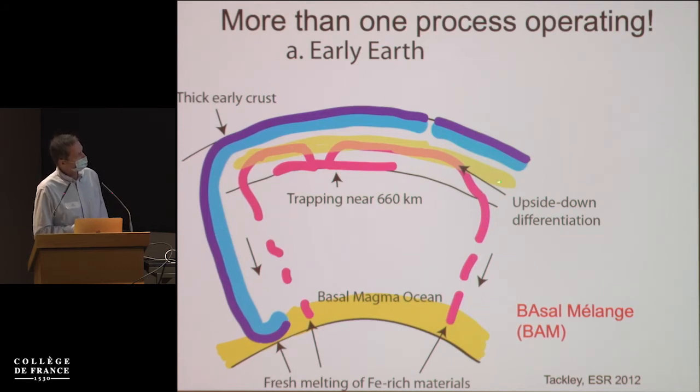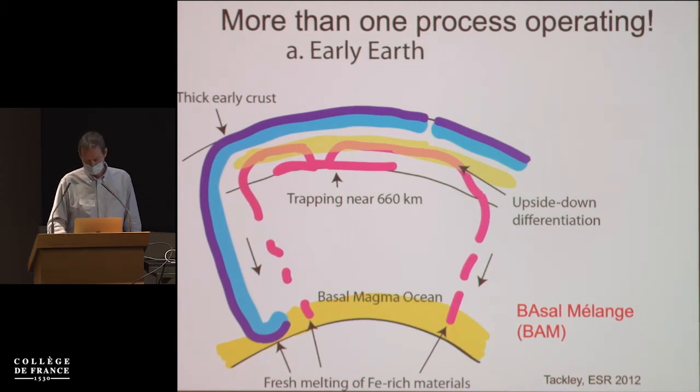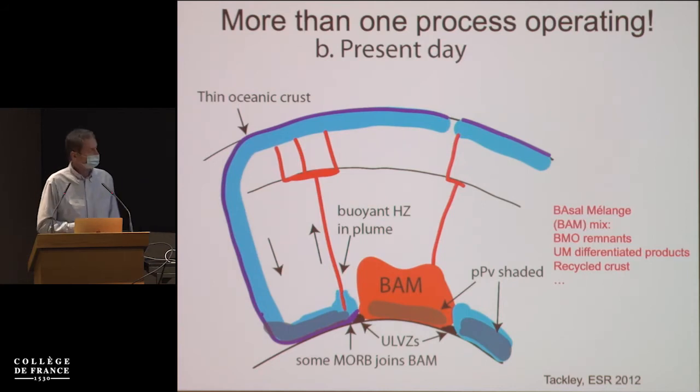You could have had internal melting and internal partial melting creating differentiation. And some of these differentiated products would end up at the bottom, perhaps joining a basal magma ocean, and ending up with a sort of mixture of stuff at the bottom, which I call the basal melange, or BAM for short. So probably shouldn't focus on one mechanism.